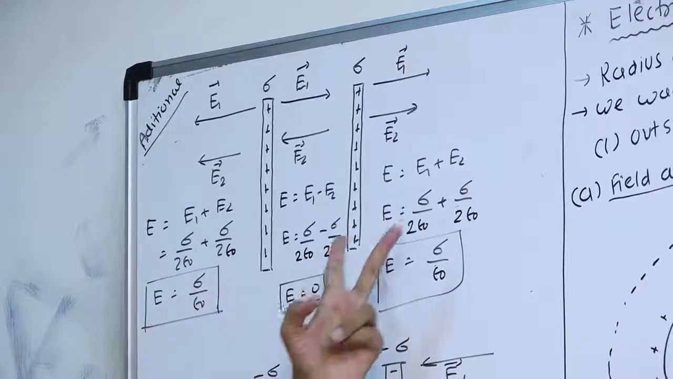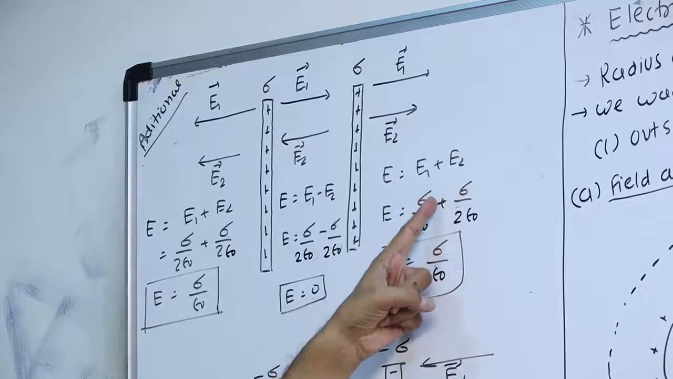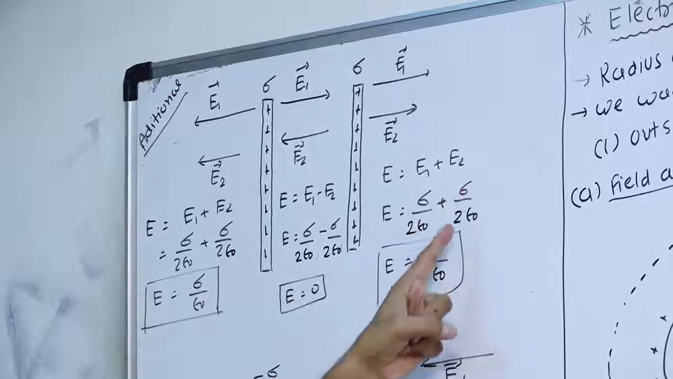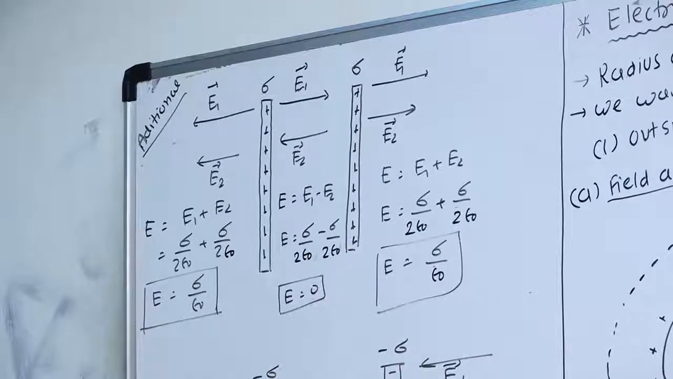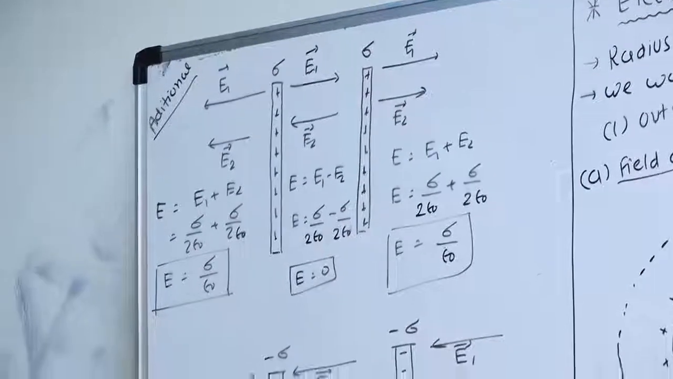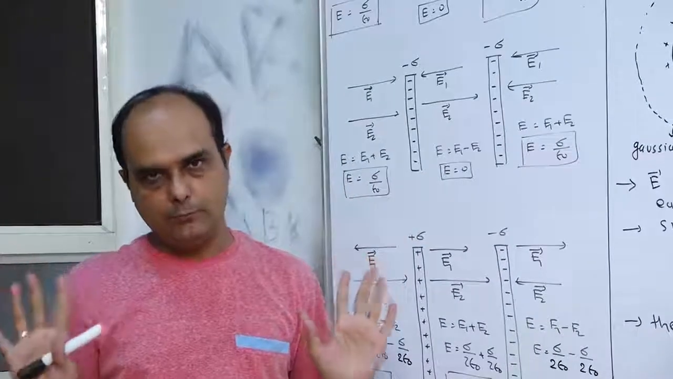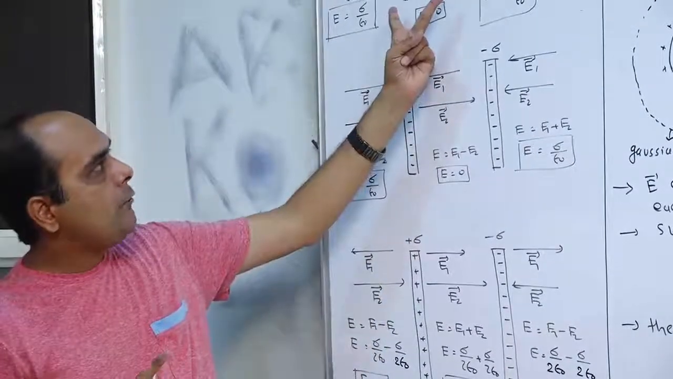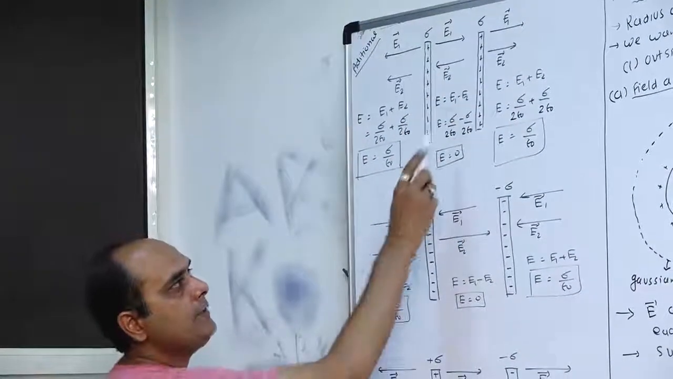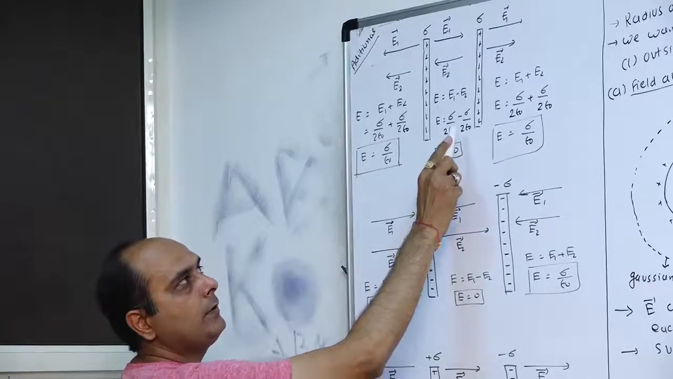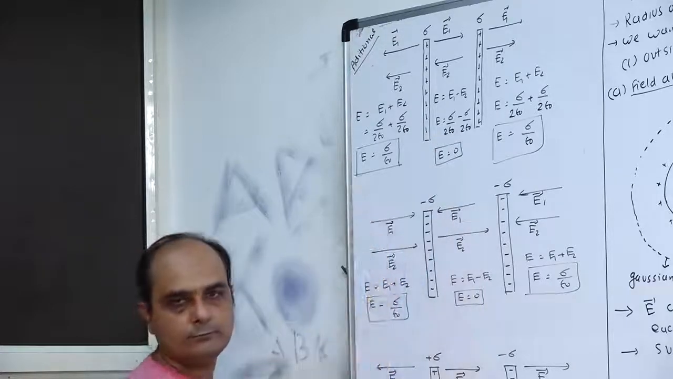And the same answer on this right hand side. E is equal to sigma by epsilon 0 because E1 plus E2, where E1 is equal to sigma by 2 epsilon 0 and E2 is equal to sigma by 2 epsilon 0. Therefore, the total electric field is sigma by epsilon 0. So we can say that when both plates are positively charged, then outside the plates, the electric field is sigma by epsilon 0. But between the plates, it is opposite in direction, E1 minus E2. Again, E1 is sigma by 2 epsilon 0 and E2 is sigma by 2 epsilon 0, both are cancelled. The resultant electric field between the plates is 0.